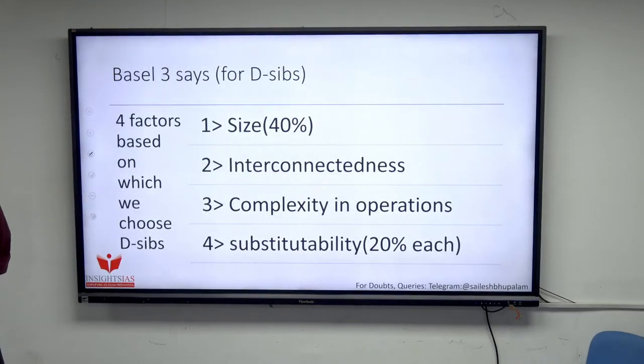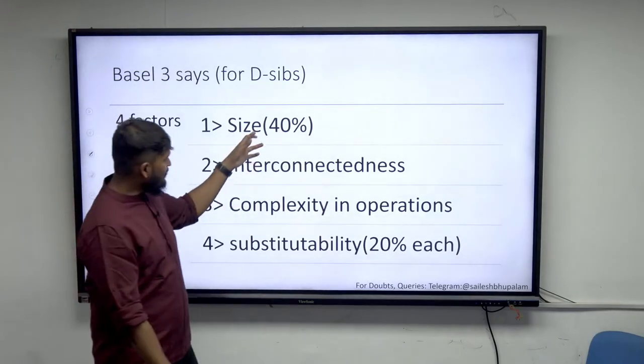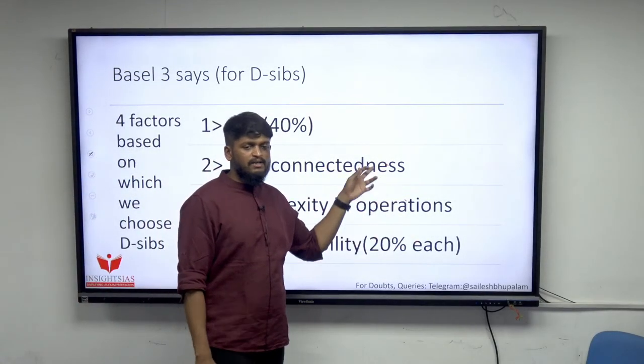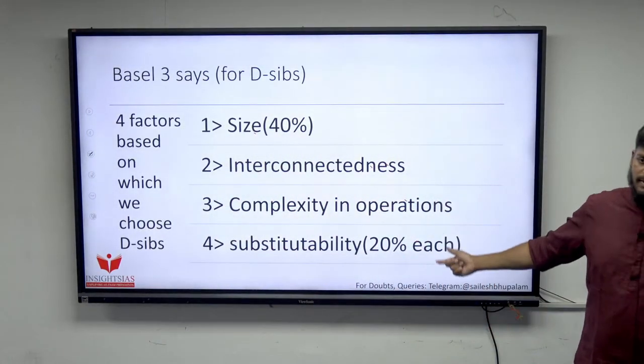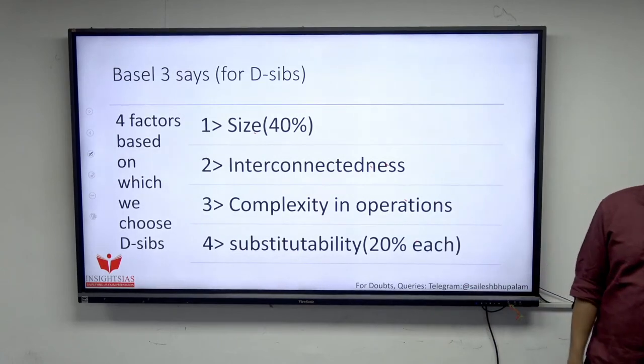So how do we identify which is a domestic systematically important bank? We have taken four criteria. These four criteria are given by Basel III. First is size. The weightages given are 40%, 20, 20, 20. That means size is doubly important compared to the other factors given here. That is the meaning of weightage.